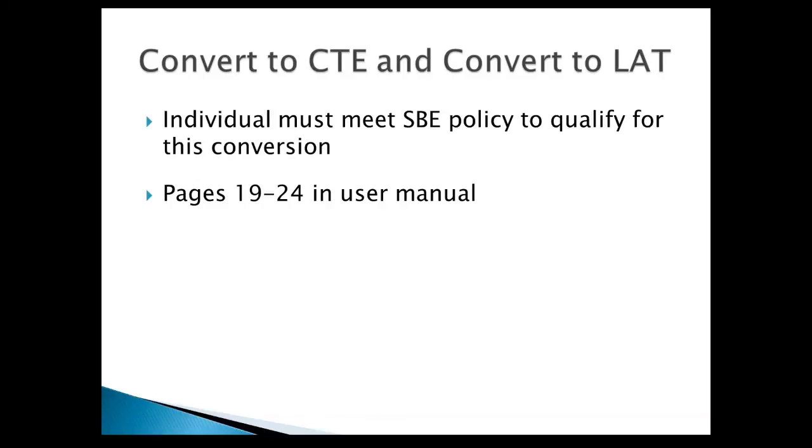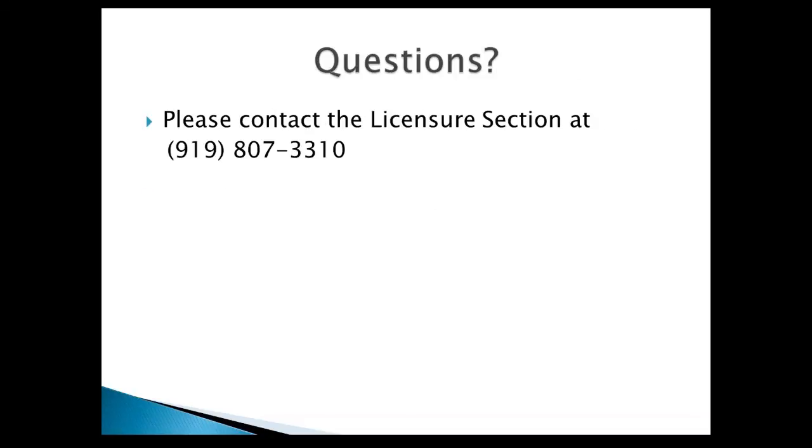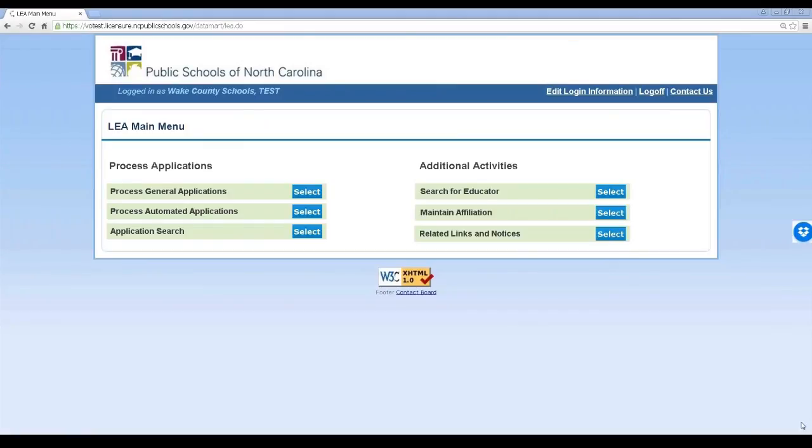Individuals must meet State Board of Education policy to qualify for this conversion. Directions on how to apply for this type of application can be found in your user manual on pages 19 through 24. Questions regarding this policy or technical difficulties should be addressed to the licensure section at 919-807-3310.